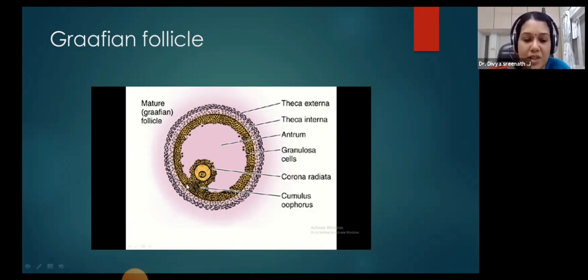When ovulation occurs, there is thinning of this area, and the oocyte along with the corona radiata escapes out. This is the follicular antrum. The antrum is a fluid-filled space.